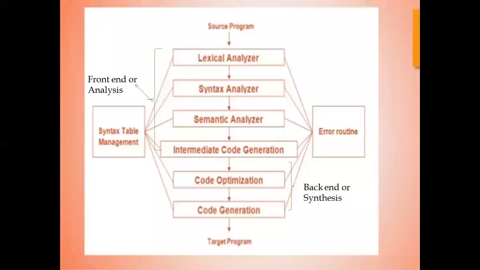Here, these are the different phases of the compiler. Total six phases are there: lexical analyzer, syntax analyzer, semantic analyzer, intermediate code generation, code optimization, and target code generation. So these are all connected with the symbol table management. This is also called the symbol table, and it will produce the output. If there are any errors, then it will produce the errors.